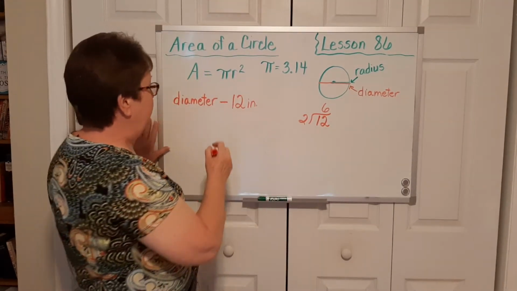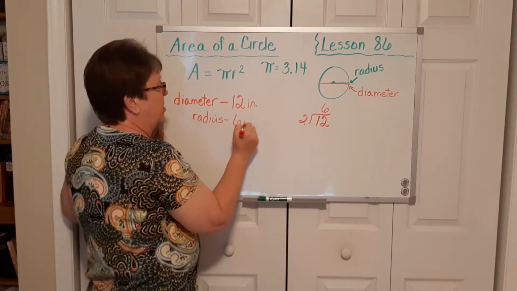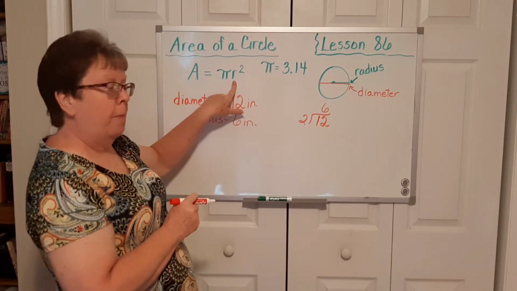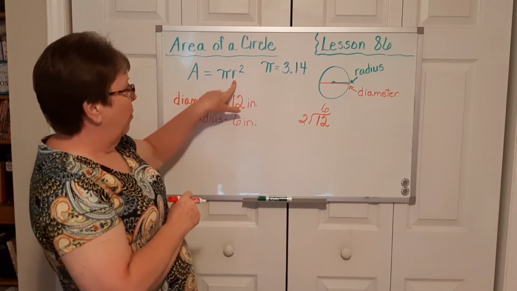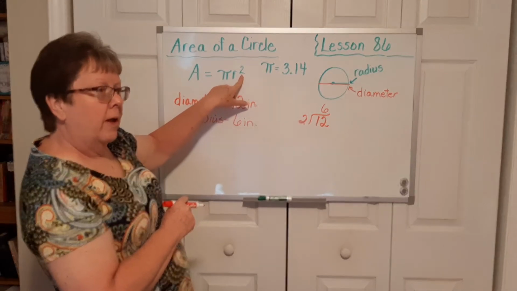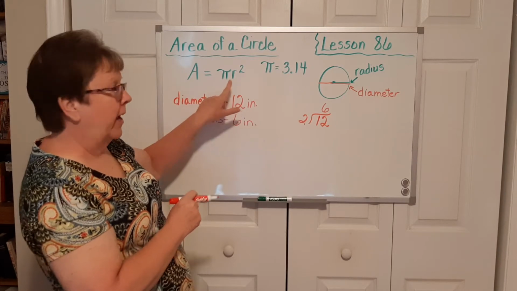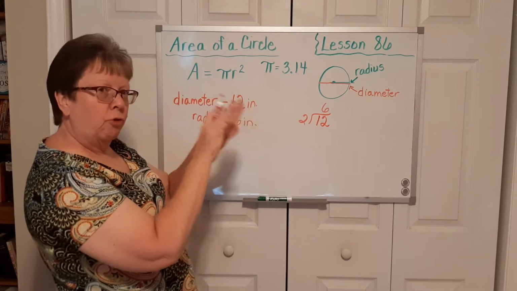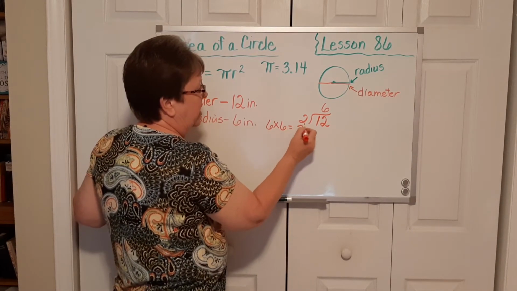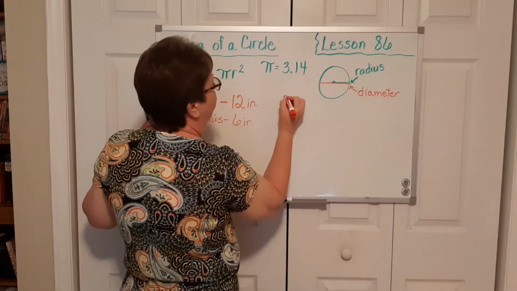Now you've got your radius, which is 6 inches, but we still have to square our radius before we multiply it by pi. That little 2 means you take your radius and multiply it by itself. It's like the radius is a factor 2 times. So we have 6 times 6, which would be 36. So now we have 3.14 times 36.